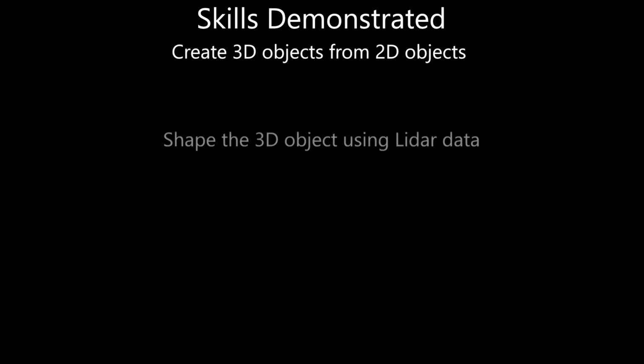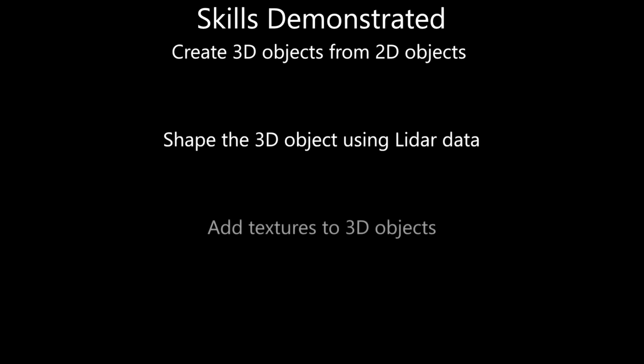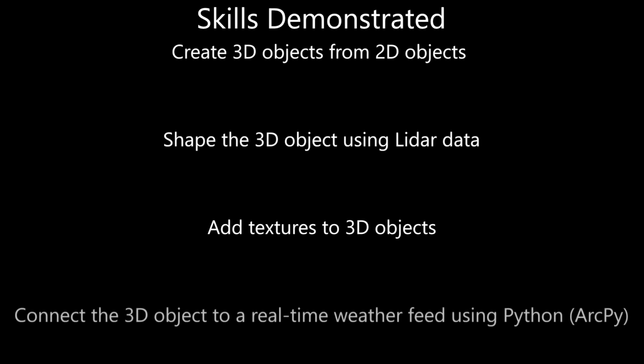To achieve the tutorial end goal, I'll show you how you can build your specific 3D GIS skill sets each step of the way, that include creating 3D objects from 2D objects, shaping the 3D objects using Lidar data, adding textures to 3D objects, and connecting 3D objects to a real-time weather feed using Python, or more specifically the ArcPy library of ArcGIS Pro.